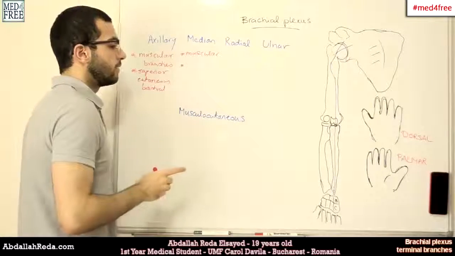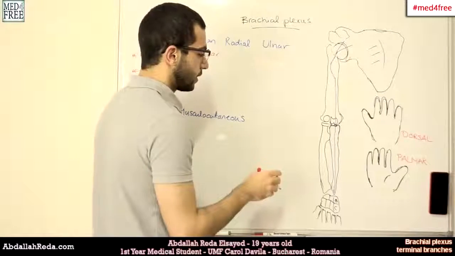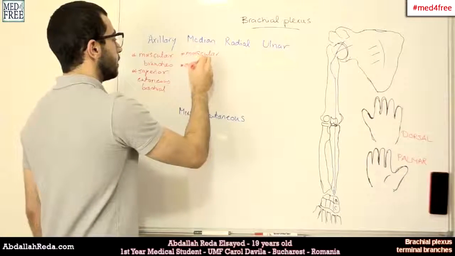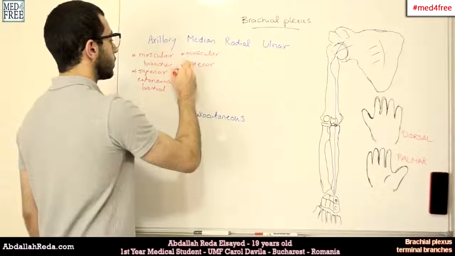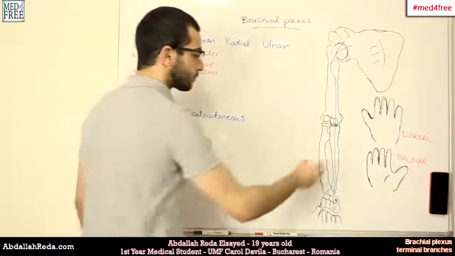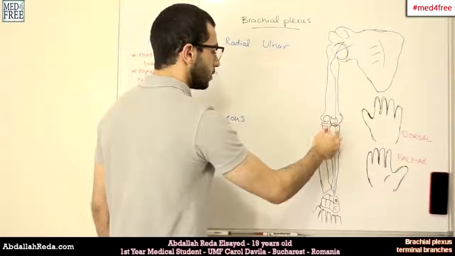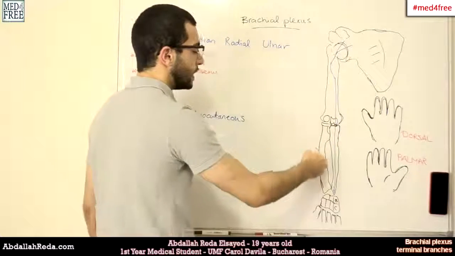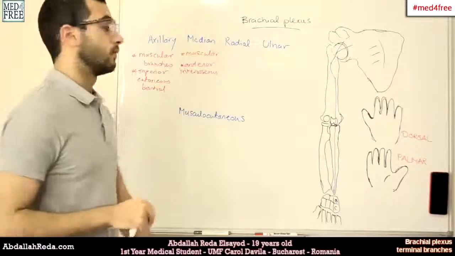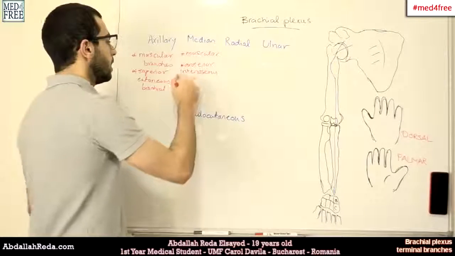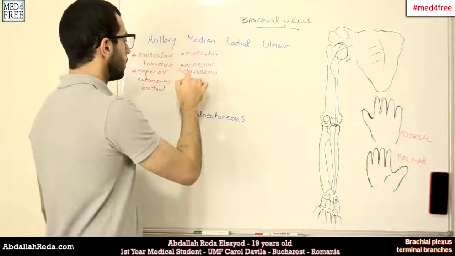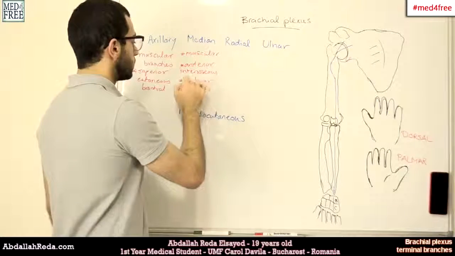Also, we have the anterior interosseous branch, anterior interosseous branch, which supplies the muscles. So interosseous, it lies in this region, and it supplies the deep muscles of the flexor compartment. Also, we have a palmar branch.